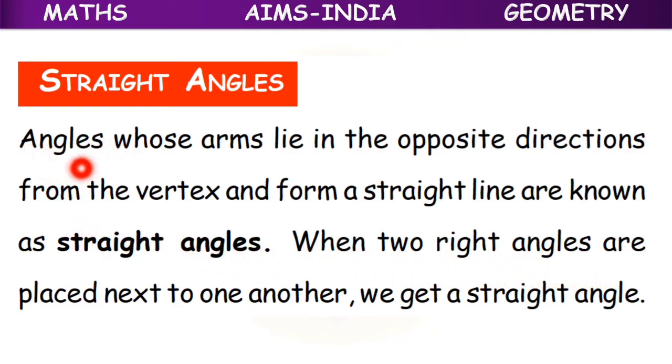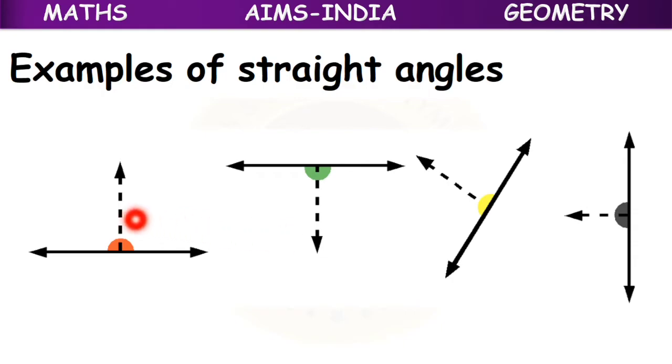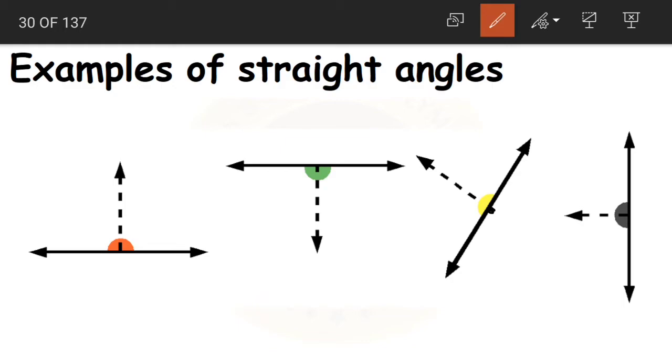What are straight angles? Angles whose arms lie in the opposite directions from the vertex. If we take this one for example, yes, this is the vertex here. Let us take another color so that it would be visible. Yes, this is the vertex and these two become our arms. Now are these arms in the opposite direction? Yes, these two arms are lying in the opposite direction to each other from our vertex.